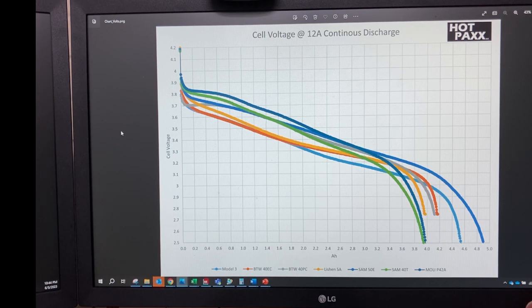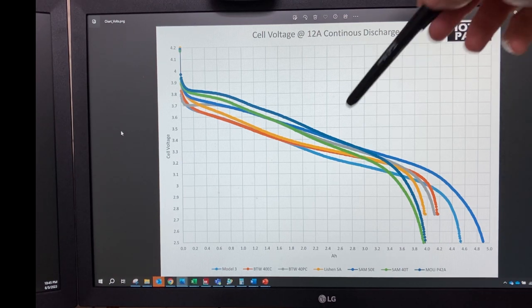capacity, more runtime. So in this case, the Samsung 50E has a 5 amp hour rated capacity. Now that capacity, if you look at the cell specifications, is going to be at 0.2C. And what that means is if the capacity is 5 amp hours, 0.2 times that is 1 amp. So at a 1 amp constant current discharge, it should be able to hit 5 amp hours. Here we're running 12 amps. The more drain you put on the battery, the less capacity it's going to have. So this one didn't make rate, but we can't say that it didn't meet its specification.